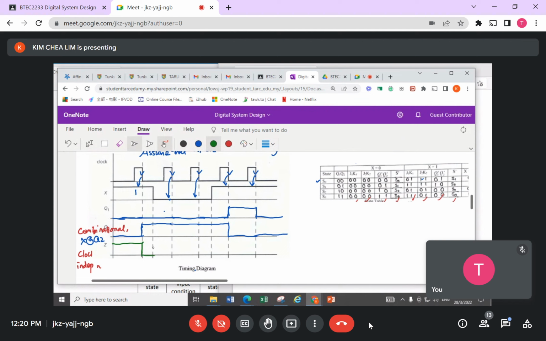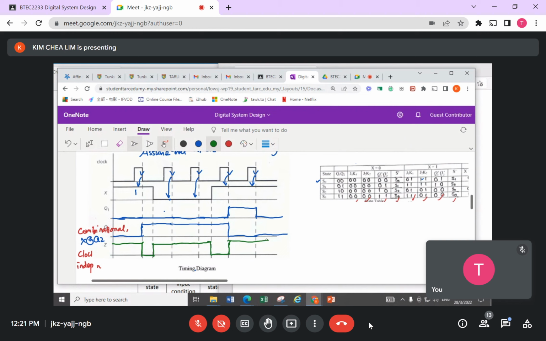Next, either one here is a 1. It's going to give me an output of 1. Either one is a 1, give me a 1 up to here. Then now you see both are 1 again. For XOR gate, output is a 0. Then next, here either one is a 1. So this is the output that I'm having.